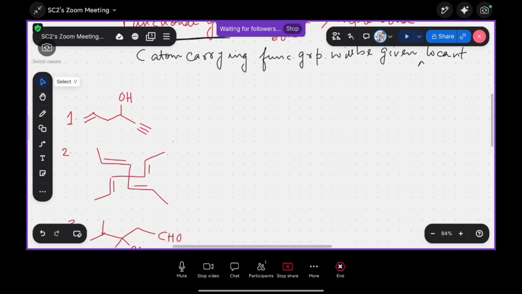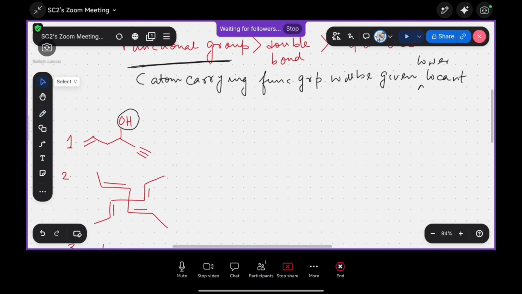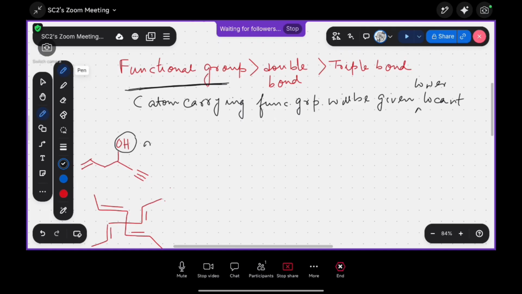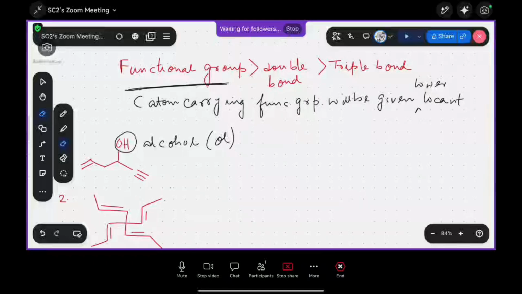Example number 1. In this compound we are having the OH functional group, which we say is the alcohol functional group, and we use the suffix ol for that. We are also having a carbon-carbon triple bond and a carbon-carbon double bond in it. Now, how to number the parent chain? How to give locants to each of the carbon atoms? So what will you do?